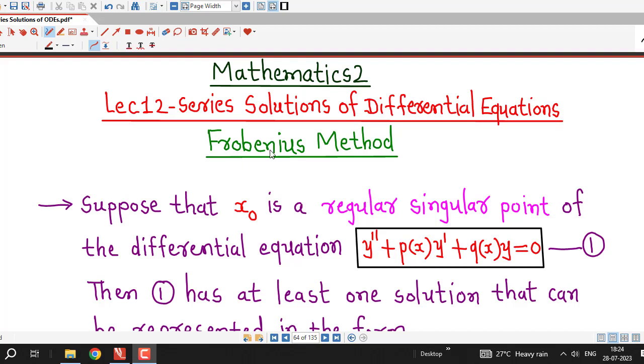Hello friends, I welcome you in lecture number 12 on series solutions of differential equations. In this lecture we are going to discuss the Frobenius method for finding the solution of this type of ordinary differential equation of second order.